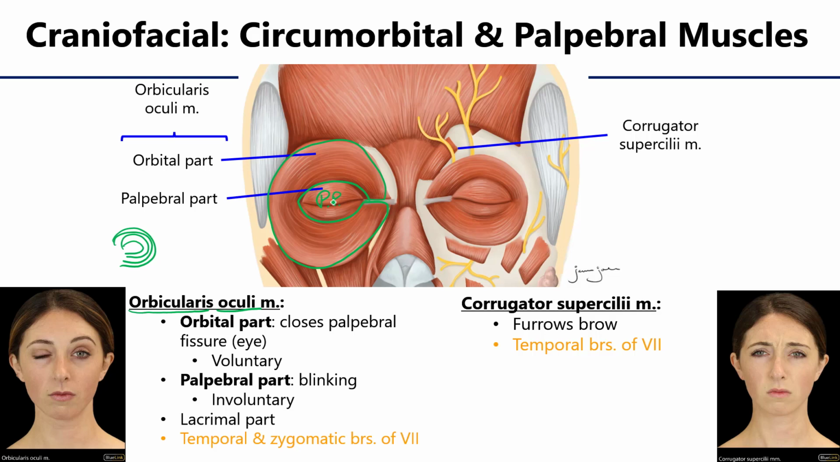We can contrast that with the palpebral part, which is just upon the palpebrae. The palpebral part is only active in blinking. So this is an involuntary part of the muscle. So the orbital part is when you voluntarily shut your eye. The palpebral part is when you involuntarily shut your eye, such as in the case of blinking.